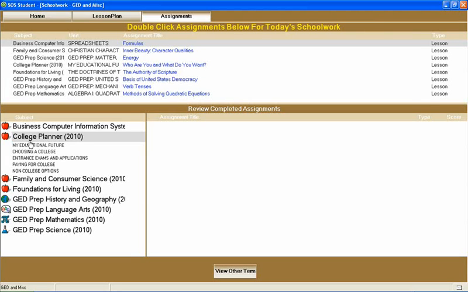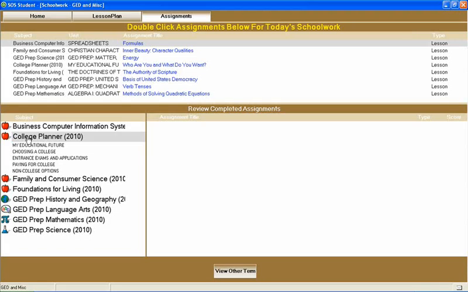College Planner can help. This unique half-credit elective helps students prepare for college by providing a plan for the high school years. In College Planner, your student will study units that cover My Educational Future, choosing a college, entrance exams and applications, paying for college, and non-college options.